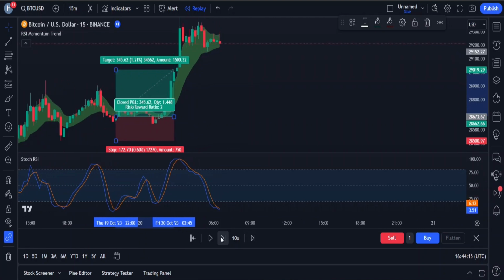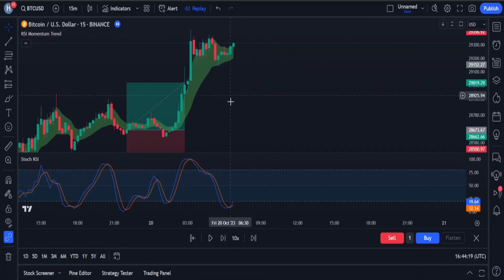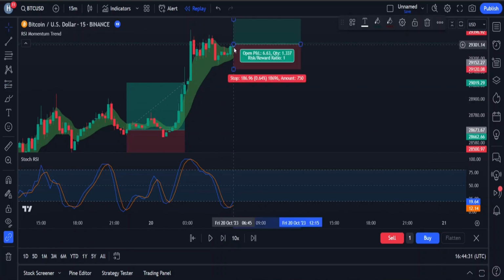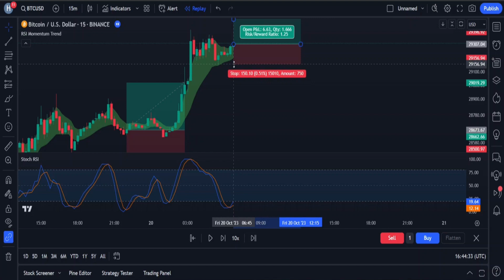Let's go through one more buy trade example. Here we can see the Supertrend indicator is showing us that the market is in an uptrend, and the Stochastic RSI indicator gave a buy signal right here, as we can see the blue line crossed above the orange line below the 20 level. So I will open a buy trade here.